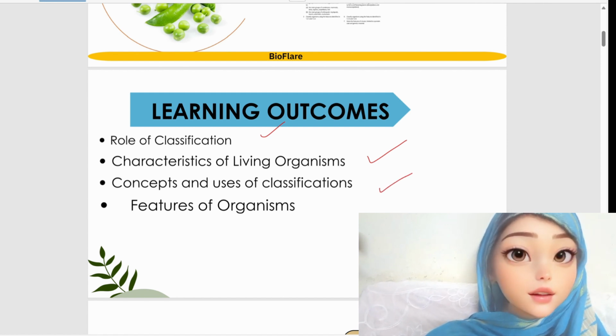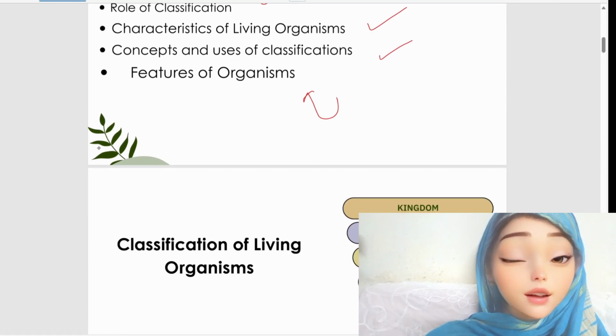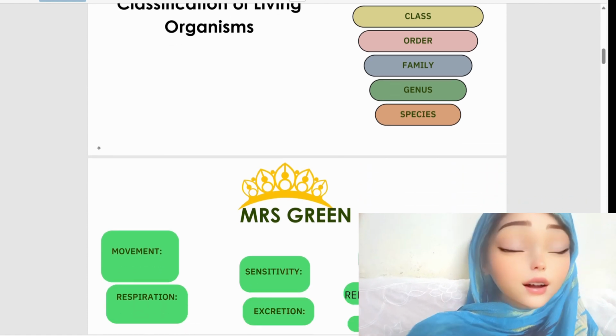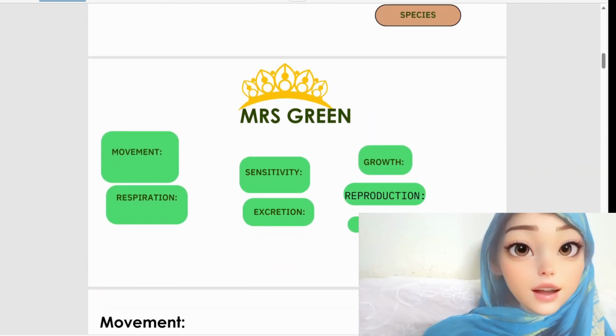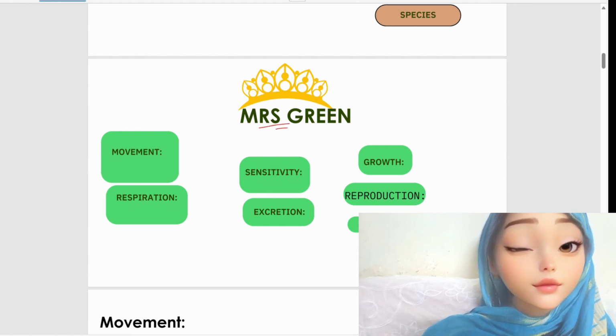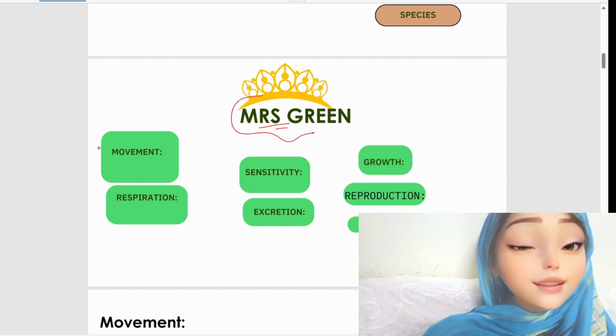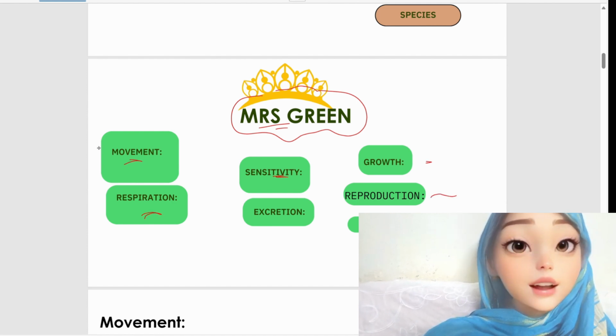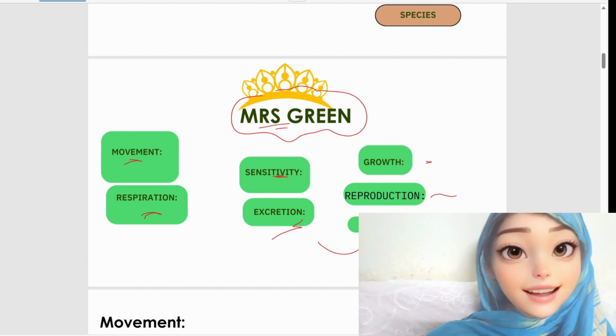Here is a classification of living organisms. Firstly, we'll move on to the characteristics of living organisms. So, all living organisms must have 7 characteristics that you can remember by the mnemonic Mrs GREN. Here M stands for movement, respiration, sensitivity, growth, reproduction, excretion, and lastly nutrition. Now we'll walk through the definition of all these characteristics.